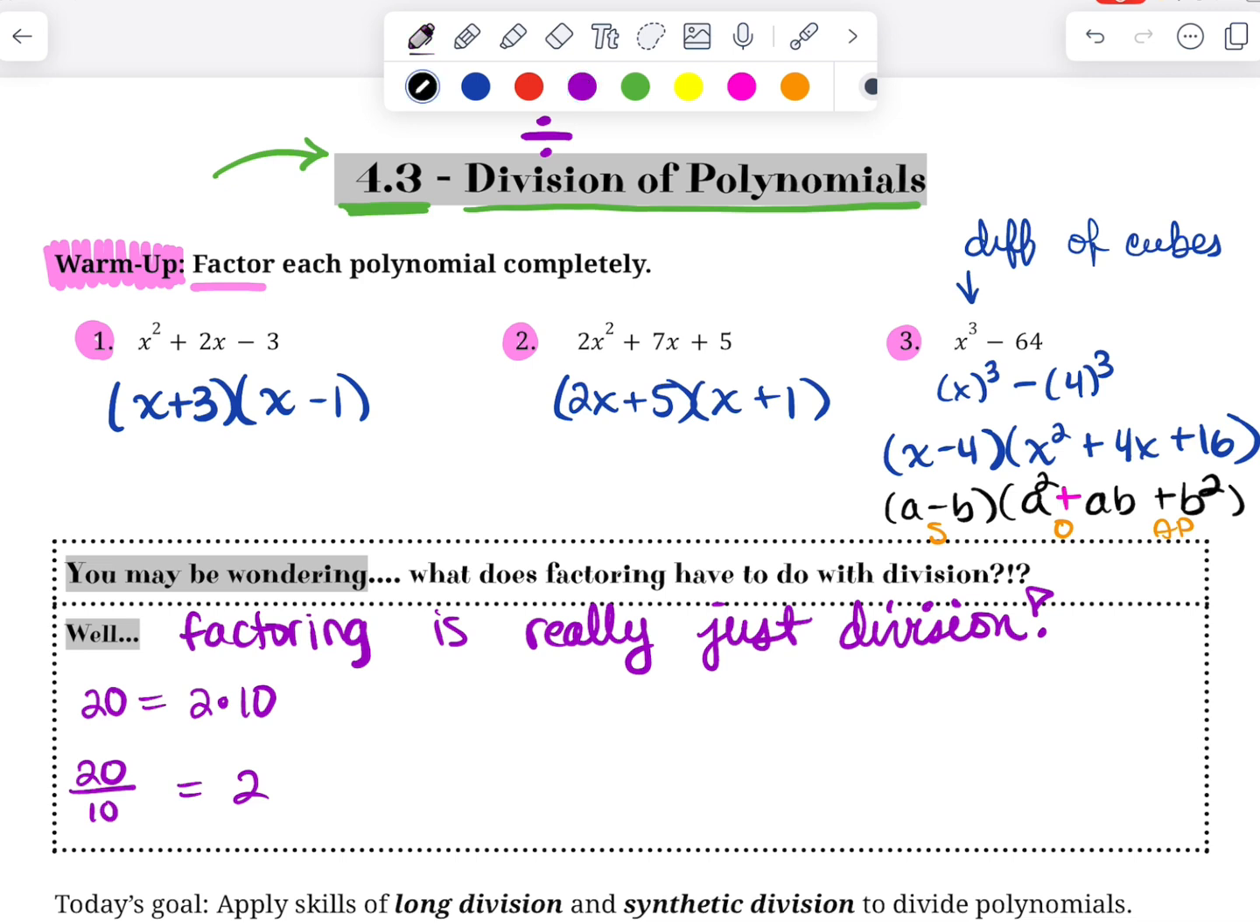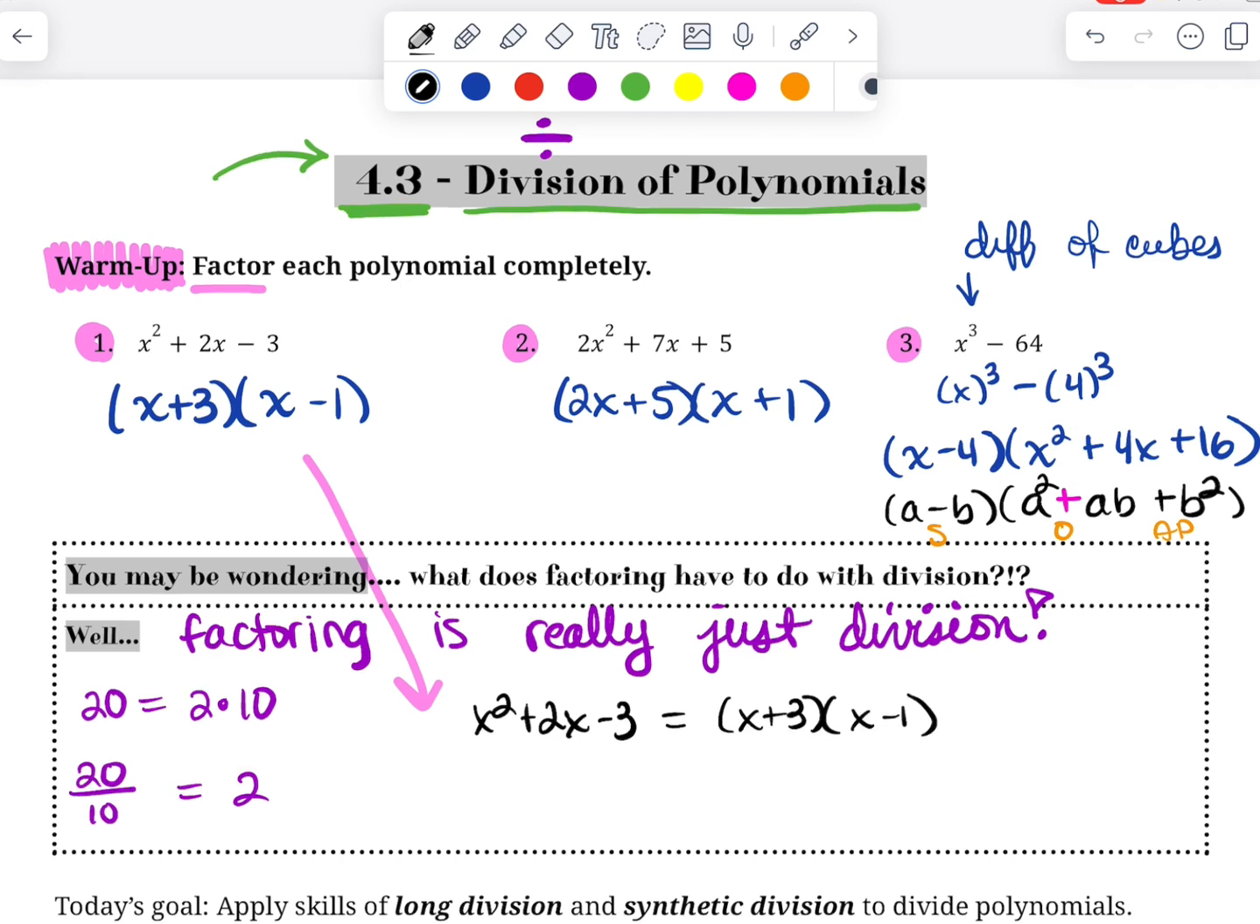So if we take a look at number 1, x squared plus 2x minus 3, we said that that is the quantity x plus 3, times x minus 1. Well, get this. If I took x squared plus 2x minus 3 and I divided it by x plus 3, that would give you x minus 1. Now, you're probably thinking, I don't understand how that works. Well, I'm going to show you why that's true.